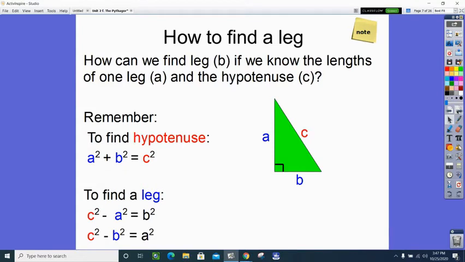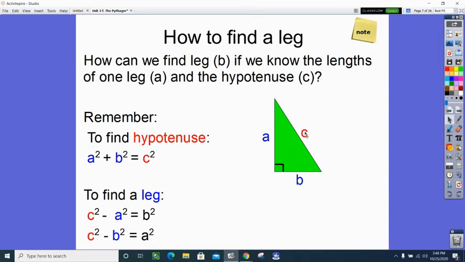Next up is to turn our thinking around. And what if we knew what the hypotenuse was and one of the legs? How will we find the missing leg? Now remember, to find the hypotenuse, we took the leg squared plus the leg squared equals the longest side. The hypotenuse is always the longest side. So now if you're given the hypotenuse, you're not going to talk about adding to it to get to one of the other sides. You're going to have to subtract because he's the longest.